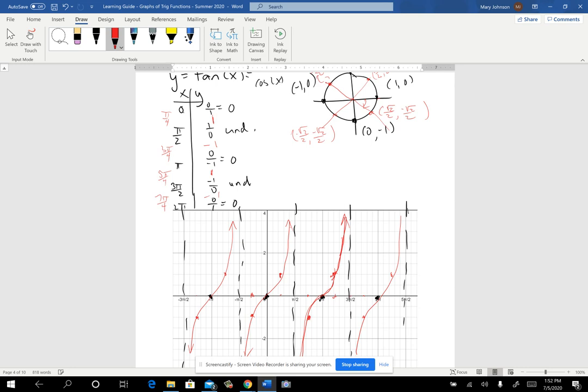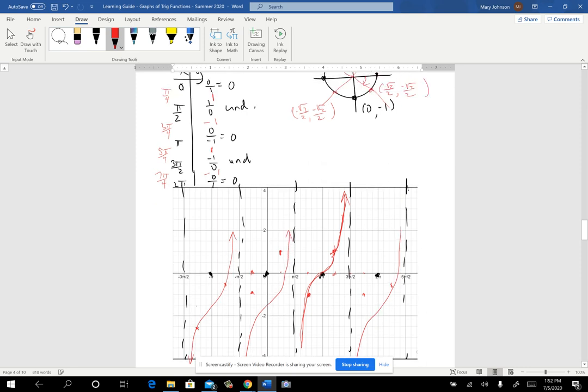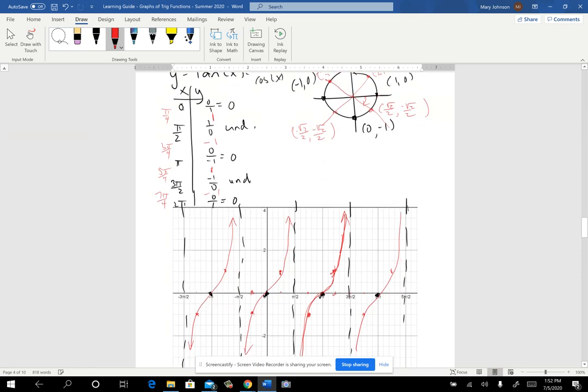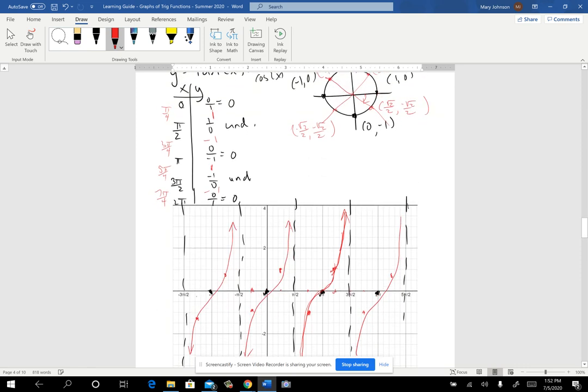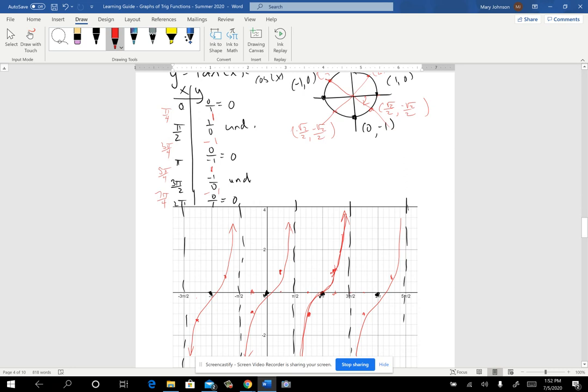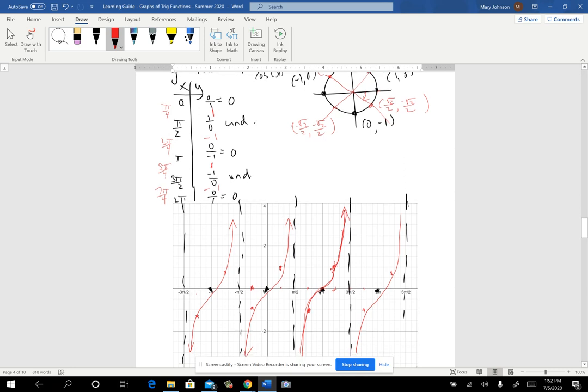All right, and then cotangent, oops, that moved. Let me see if I can get that back. Okay, it kind of slipped a little bit when I did that, so I'm going to try to leave it now.